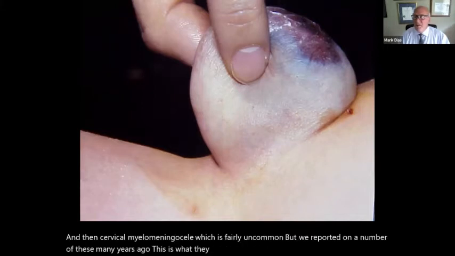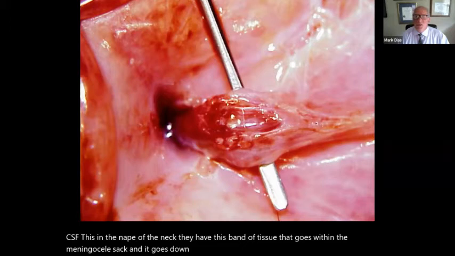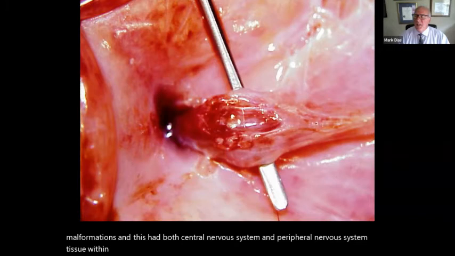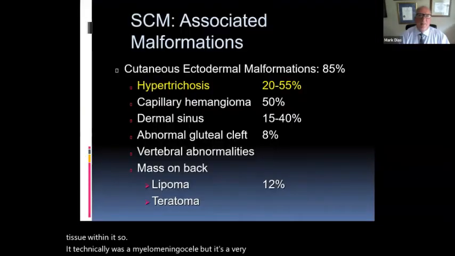They're fully skin covered. They don't leak CSF. This is in the nape of the neck. They have this band of tissue that goes within the meningocele sac, and it goes down to 50% of our series were associated with split cord malformations. And this had both central nervous system and peripheral nervous system tissue within it. So it technically was a myelomeningocele, but it's a very different kind of myelomeningocele.